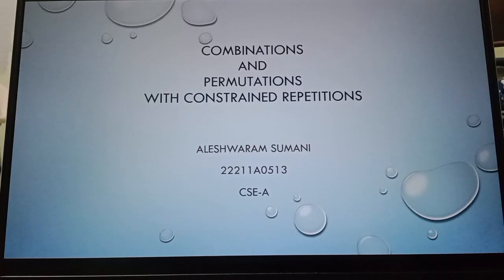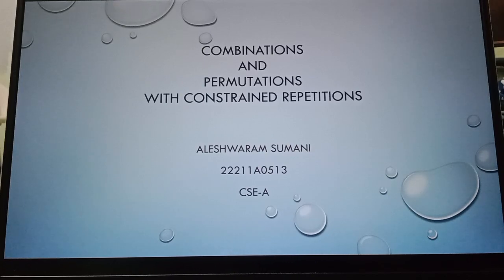Now I am going to present you the topic of combinations and permutations with constant repetitions. Before getting into the topic, let us know what a combination and a permutation are, and how repetitions work in combinations and permutations. And at the end, we conclude the topic with combinations and permutations with constant repetitions.